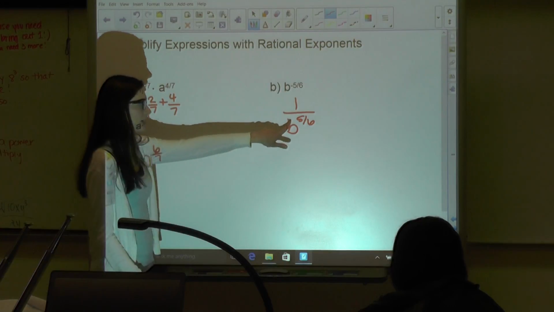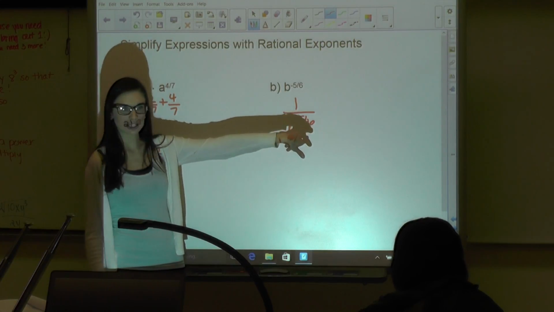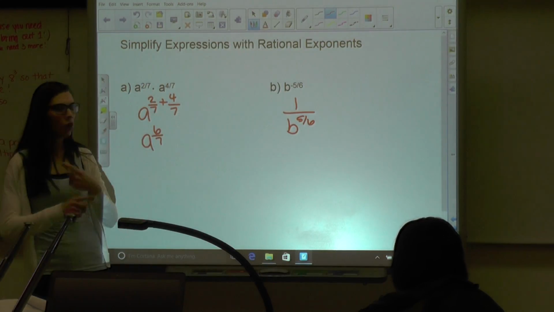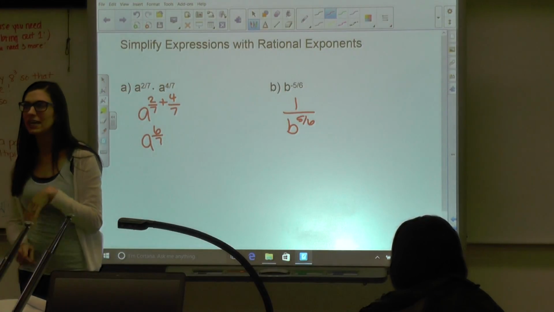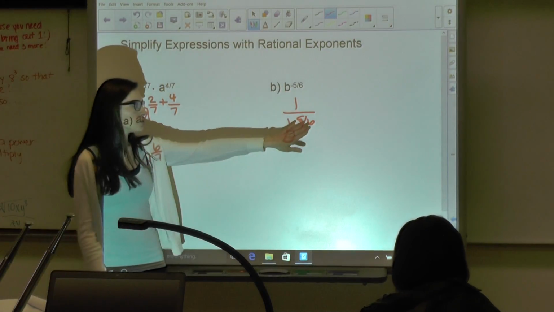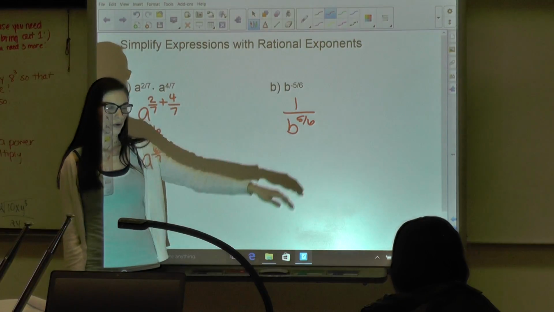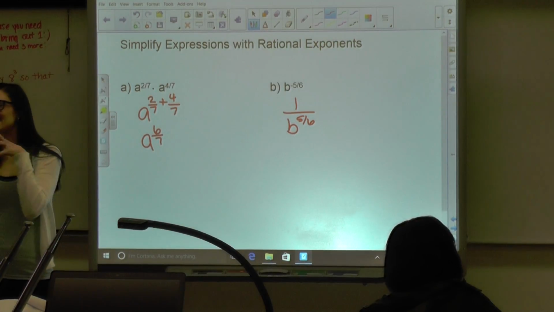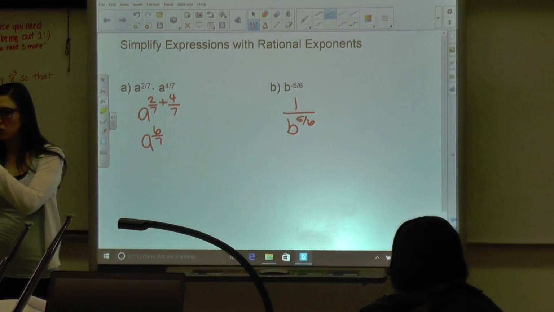Is this a positive integer? No. That's a fraction, no. It's not 1 or 2 or 3 or 4 or 5. It's not an integer, okay? So we have to make it an integer. We've got 5/6 of a b. So do we turn it into a decimal?